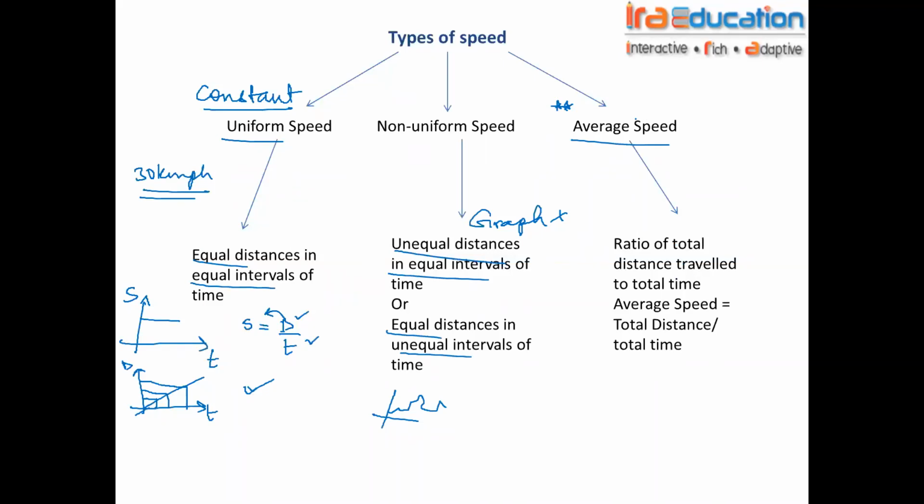Here, look at average speed. A very important concept is average speed. Average speed is total distance by total time. Total distance: distance 1 plus distance 2 plus distance 3, and so on, by time 1 plus time 2 plus time 3, and so on. That is what average speed is. Make a note of one more.